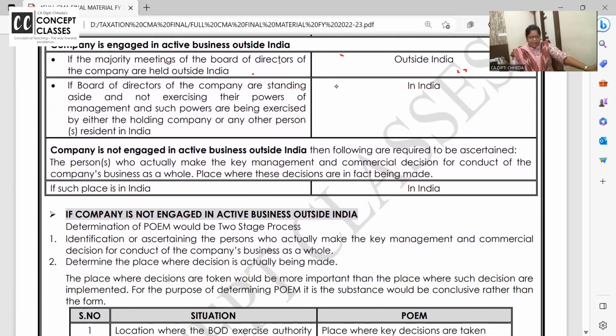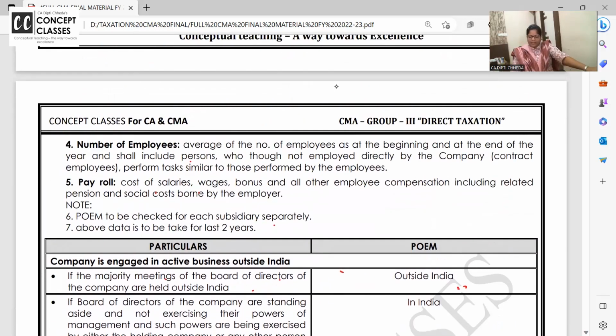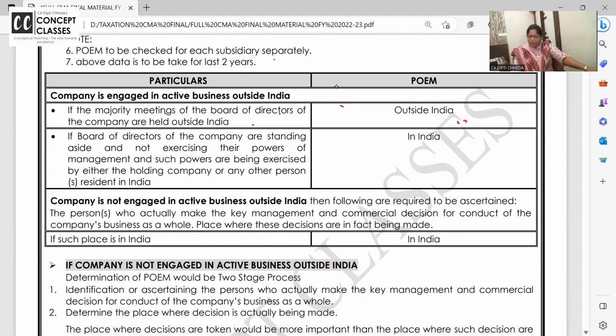Okay, right. The company is not engaged in active business in India. Are you understanding or not? First check ABOI, active business outside India, by these 4 conditions. If ABOI is outside India and the board of directors are standing, and the majority of board meetings are also outside, then what will POEM be? Outside. If POEM is outside, then what will the company's residential status be?